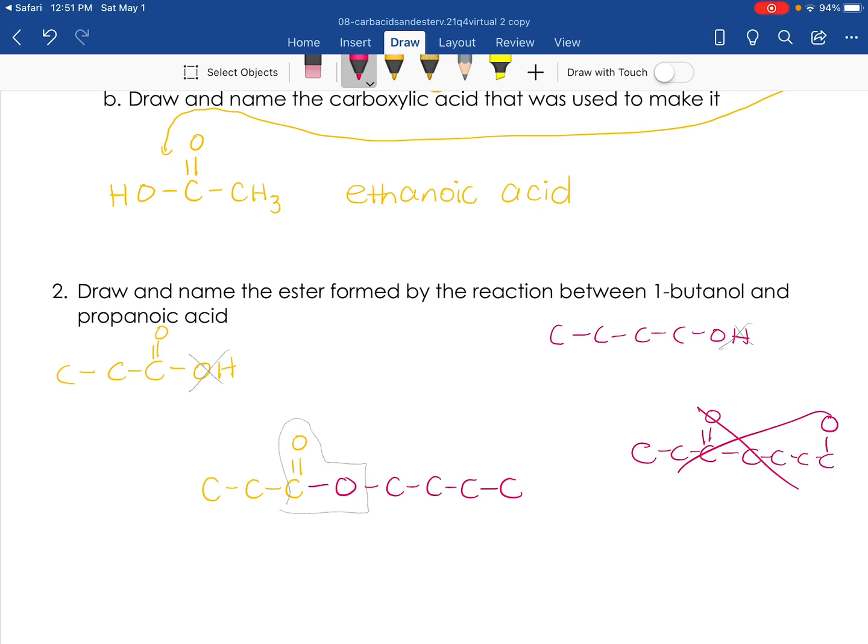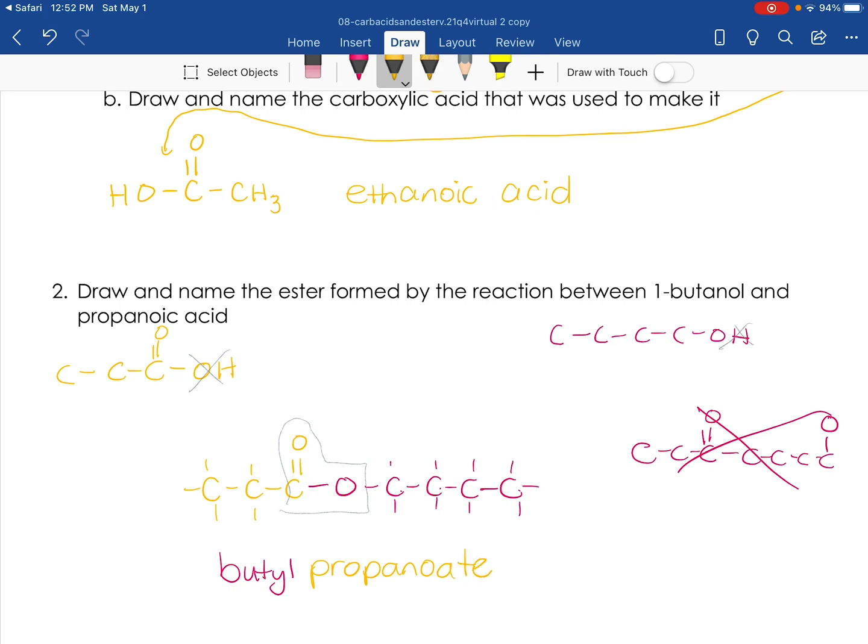So especially here, I think, using colors kind of makes it stand out more. You know, maybe you don't have pink, but my pink part came from the alcohol and my yellow part came from the acid. So this is 1, 2, 3, 4 butyl. 1, 2, 3 propanoate.